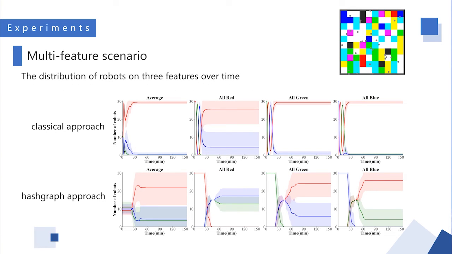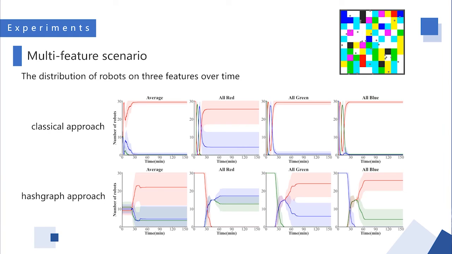The picture shows the distributions of robots on 3 features over time. In the classical approach, we can see that there is a problem of over-adaptation. The curves rise and fall frequently and the ranges are large, which means that some robots switch between the 3 features repeatedly, leading to a waste of time and battery resources in practice.